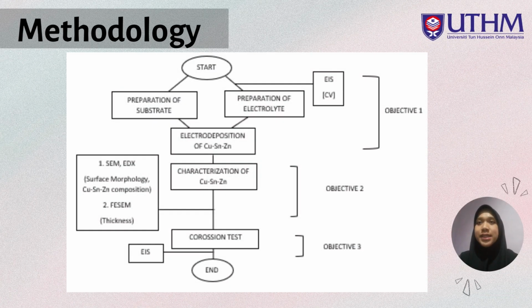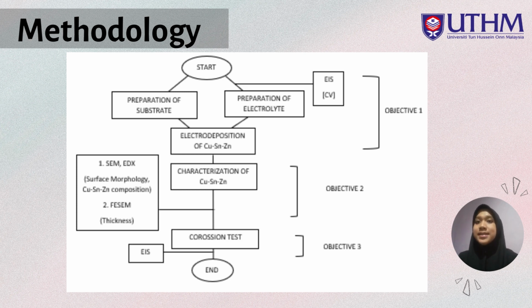Next is methodology. This picture represents the flowchart of our project, which starts by preparing the substrate and electrolyte first. The surface of the substrate used needs to be cleaned from any dust or dirt. This can be done by soaking the substrate in acetone solution and 10% sulfuric acid. Next is preparation of the electrolyte. All of the solutions need to be poured following the order, starting with copper chloride, zinc chloride, sodium hypophosphate, sodium formate, and lastly tin chloride.